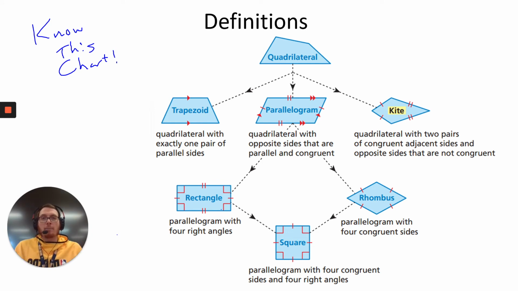Now, a square has the properties of a parallelogram, the properties of a rectangle, and the properties of a rhombus all at the same time, which essentially means opposite sides are parallel, opposite sides are congruent, four right angles, and all four side lengths are the same, or congruent side measures.